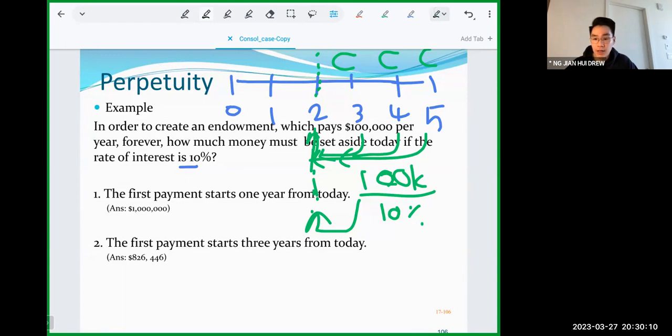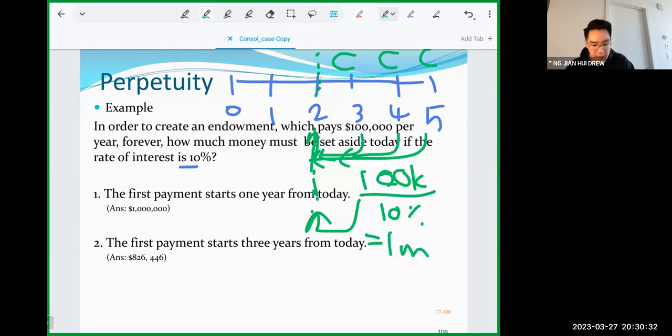We are good? Okay, if we are good, then now, remember the question says, how much money must you set aside today? So today is year 0, right? Today is not year 2. So what happens here? We know that this equals 1 million, right? 100K divided by 10% is 1 million.